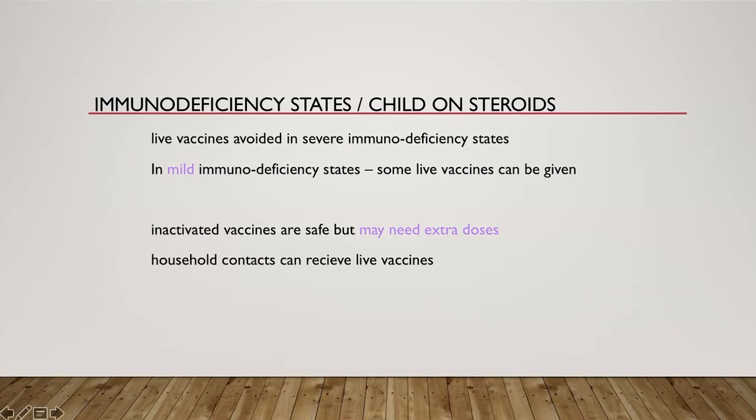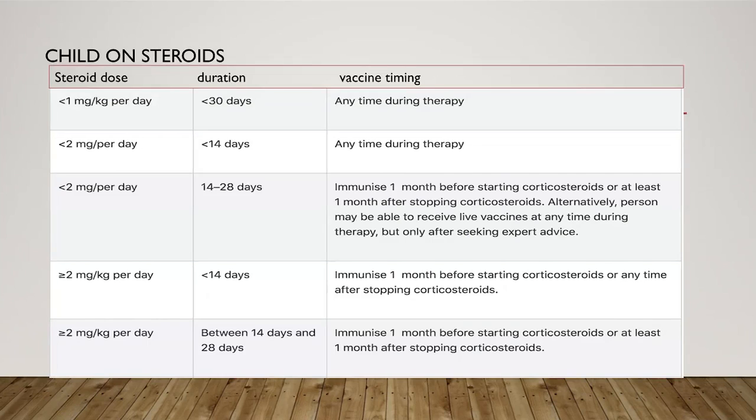If there's a child with immunodeficiency, the household contacts who are immunocompetent can receive the normal live vaccines, there is no contraindication for them. It's better because then the household contacts will be protected against the disease, and in that way you can indirectly protect the immunodeficient child. So child on steroids.